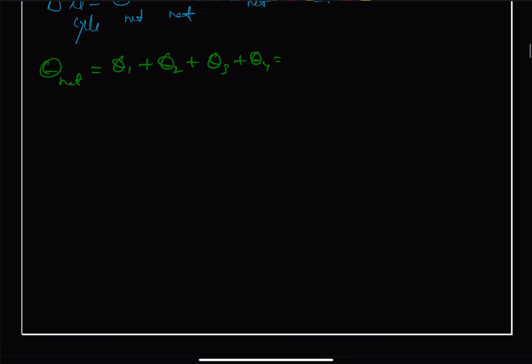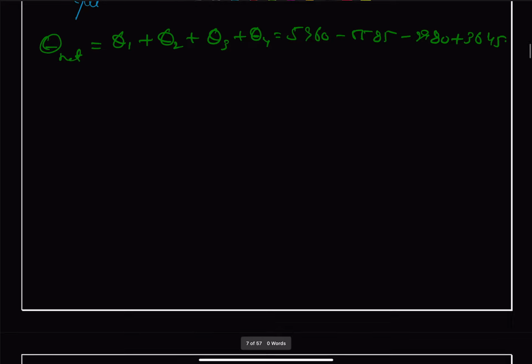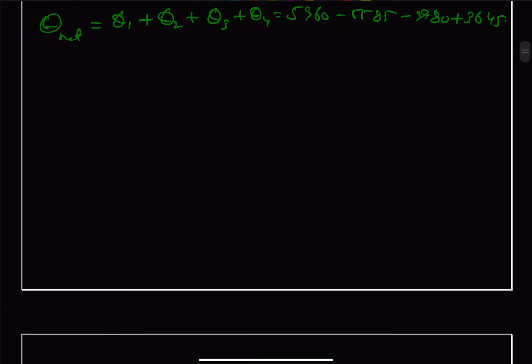So we substitute the values. We have 5960, and the second one, Q2, is negative, so this comes as minus 5585, minus 2980, plus 3645. So we get our Q net will be equal to 1040 joules.